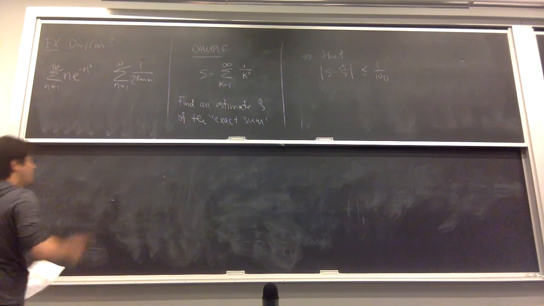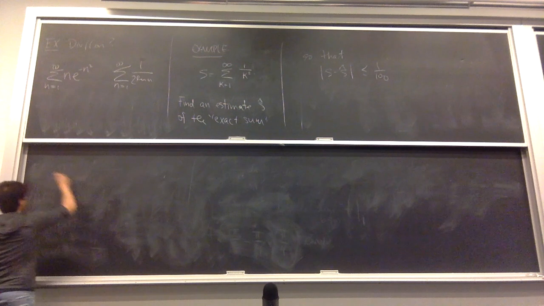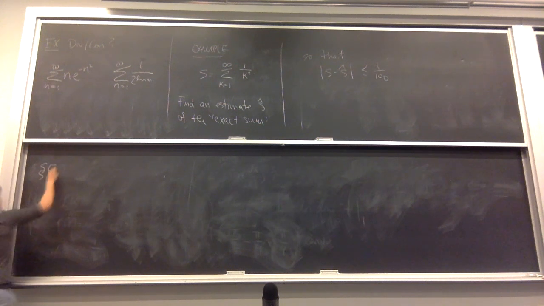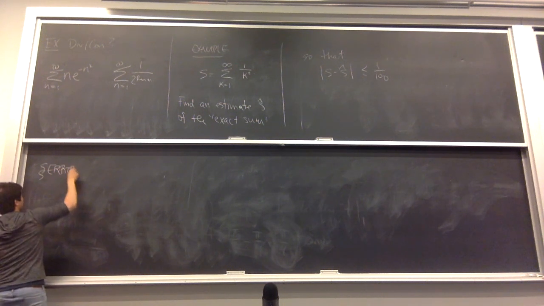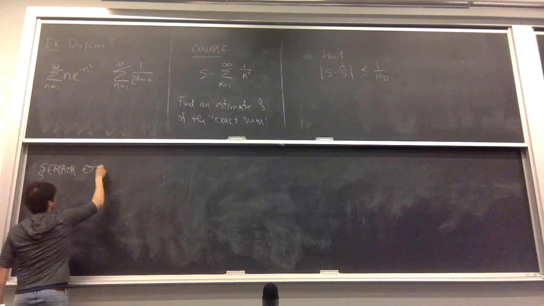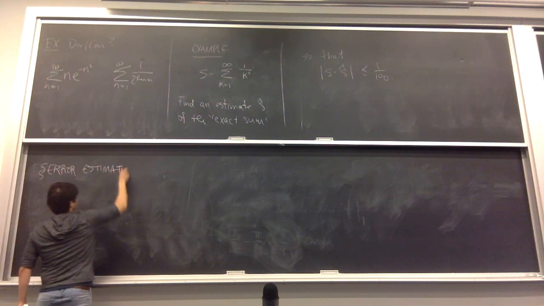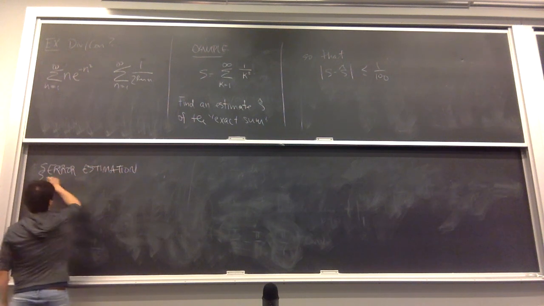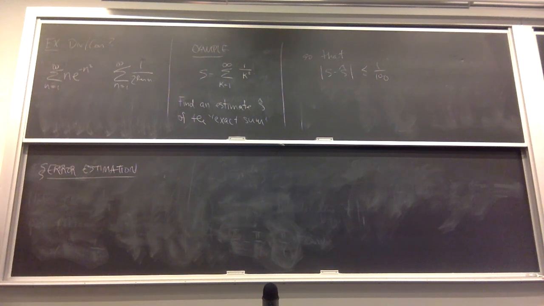Okay, so this is our motivation for something we're going to talk about called error estimation. This is very important in applied statistics and stuff like that, where they aren't able to take integrals and do precise sums. So they always just have to say, well, we'll give our best approximation to this. So we need some language to talk about this.